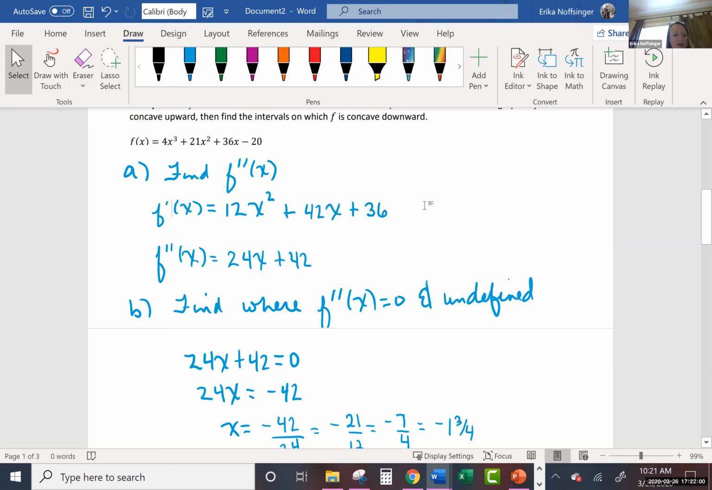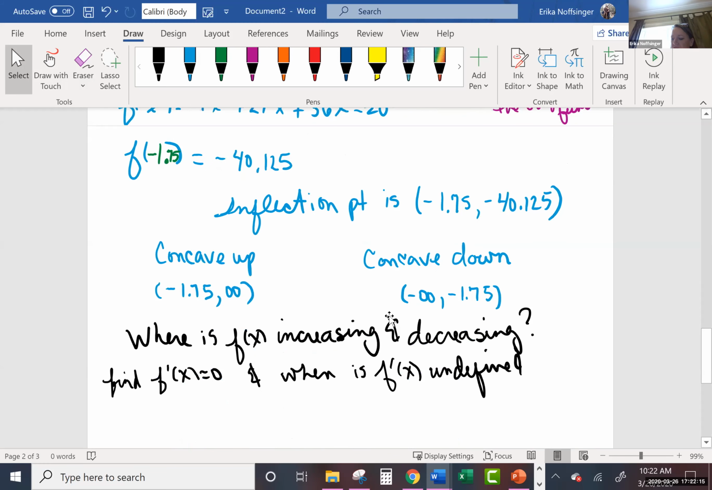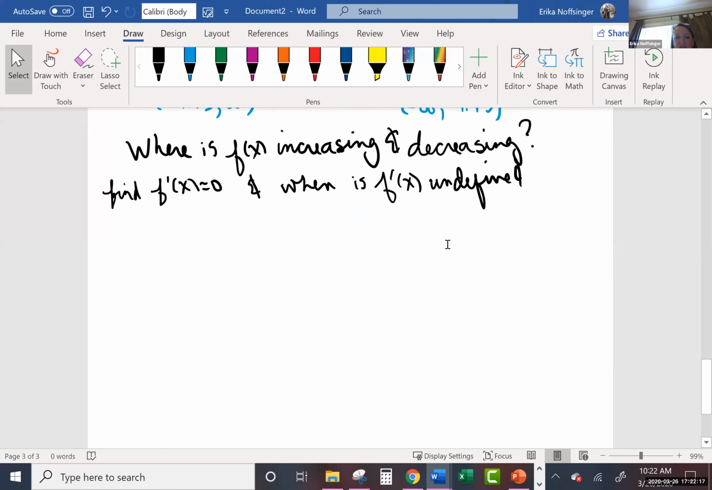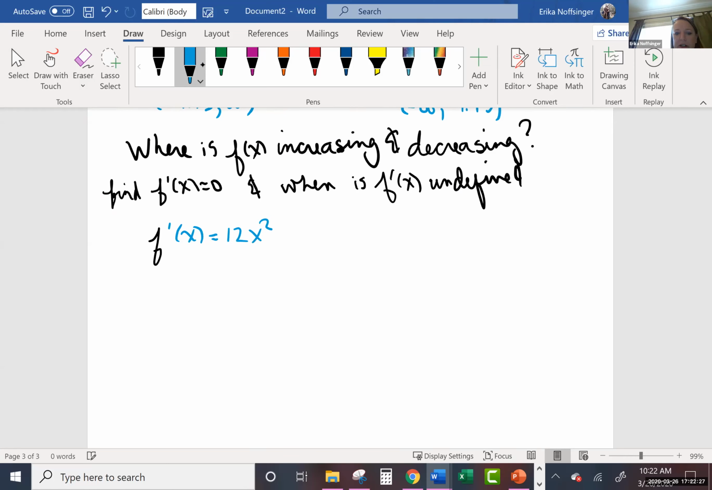Okay, let me just write it down. It's 12x squared plus 42x. I could have just done it faster by just looking at the derivative. So we found the first derivative was 12x squared plus 42x plus 36. We want to know, when is this equal to 0?